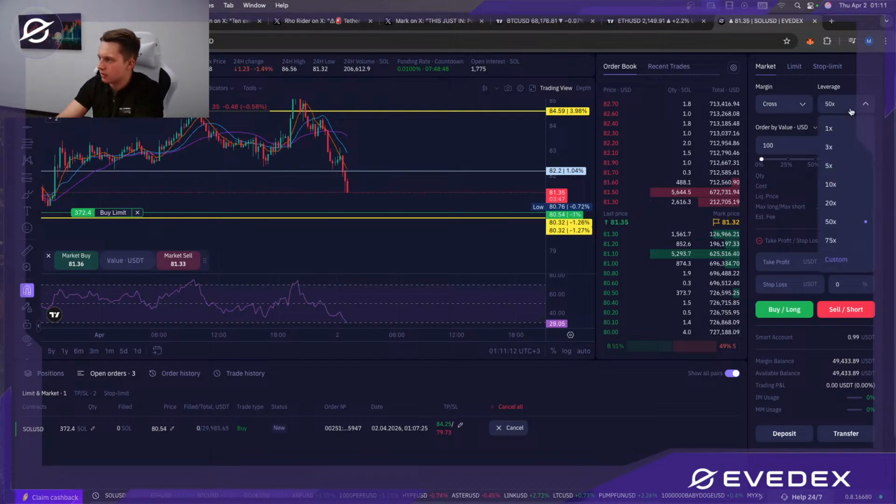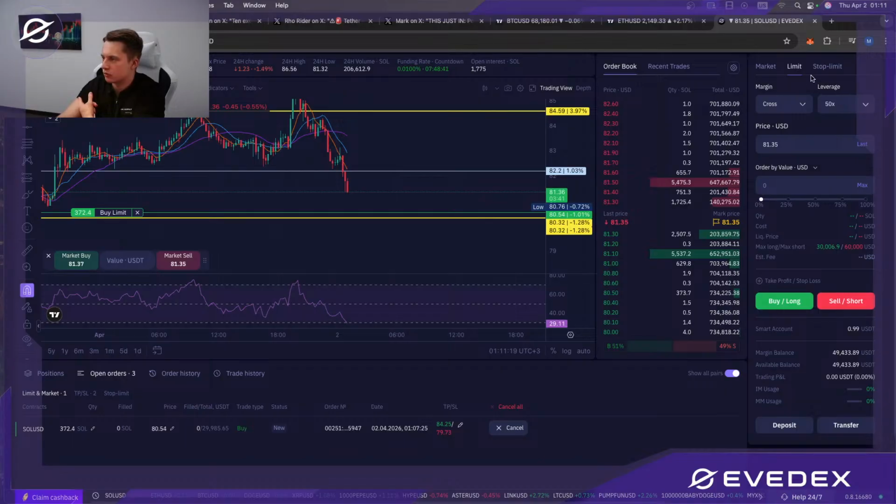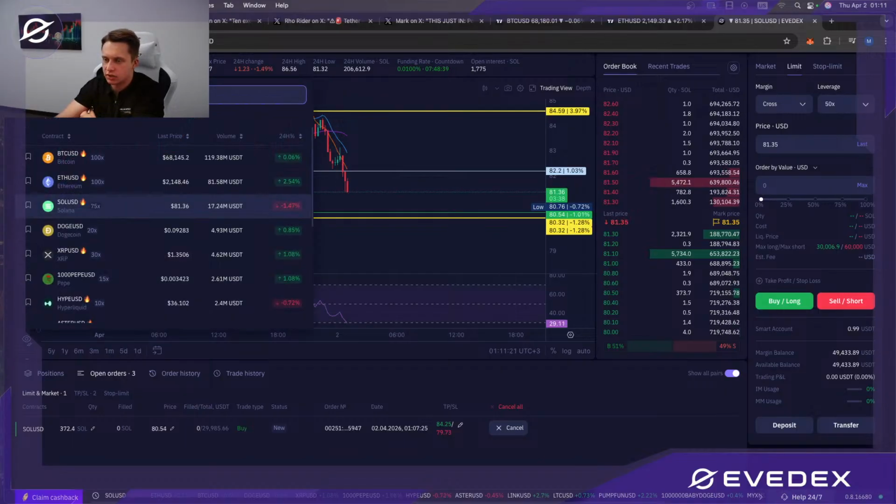So leverage is on the top right of your market. Limit is also the same thing, and each future has a different leverage amount. So Bitcoin has 100x leverage, same for Ethereum, Solana 75, Doge 20, XRP 30. You kind of get the idea. It's all here for you to see.